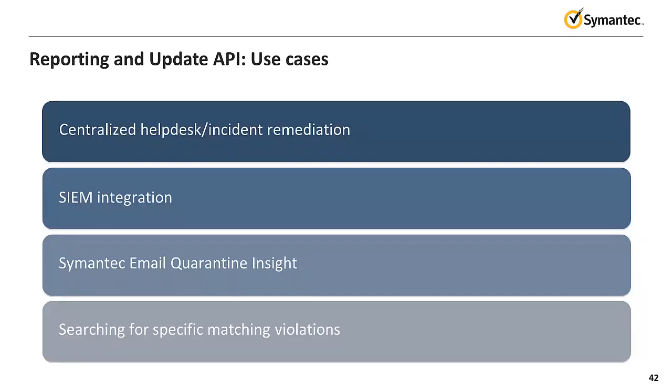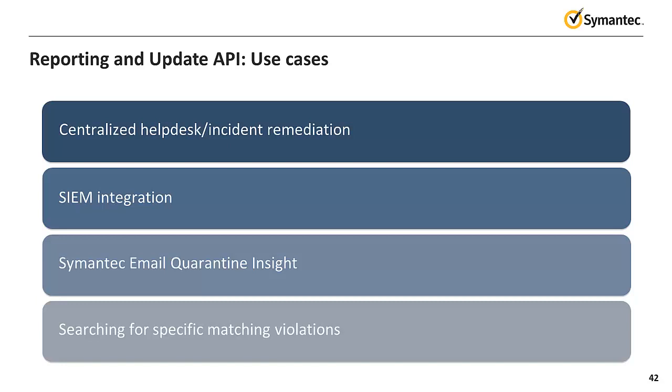The features of the Incident Reporting and Update API offer organizations a wide range of options to customize and tailor advanced and valuable use cases according to business need, service level agreement, or maturity of their incident response strategy. Data loss prevention incidents are, in fact, actionable business events that can be the input for a wide variety of processes, such as the following examples: centralized help desk incident remediation.